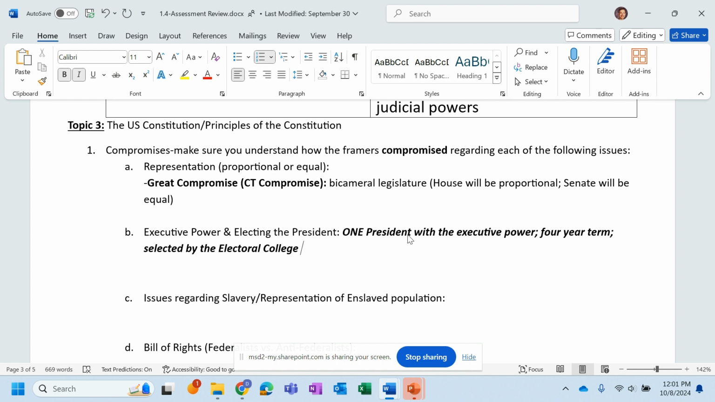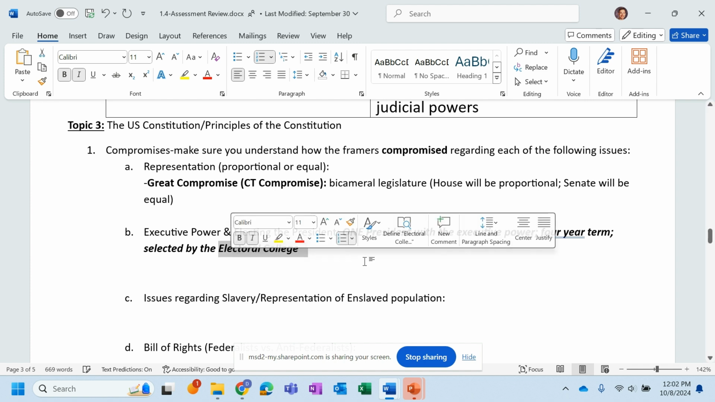And then also over time, more and more, all states now, they give all the Electoral College votes to the candidate that gets the most votes from the state. But originally, it was a very indirect election.